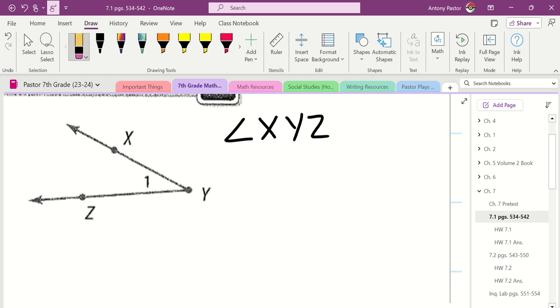So it has to be in the order in which they go, and it can be the opposite order, which would make this angle what, ladies and gentlemen? ZYX. So that's your second way of naming the angle.